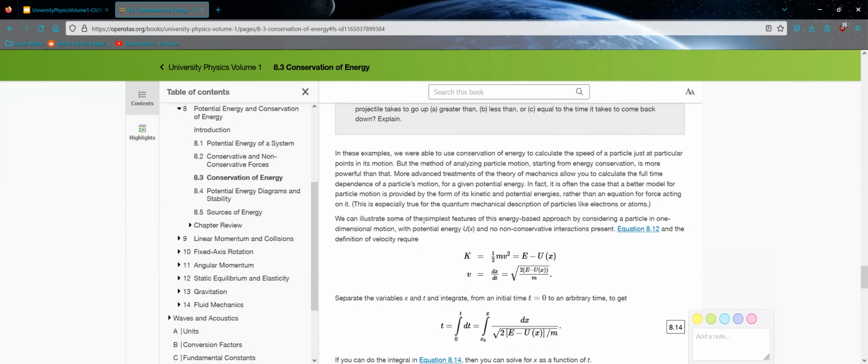So we can illustrate some of the simple features of the energy-based approach by considering a path of one-dimensional motion with potential energy U of x right here, and no non-conservative interactions are present. So if we say no non-conservative interactions are present, then we're doing perfect world, no friction, just care about the numbers here. So we take our kinetic energy equation, 1/2 mv squared, and we realize that that is in fact the energy minus some potential shown here.